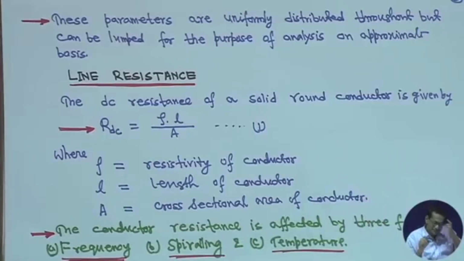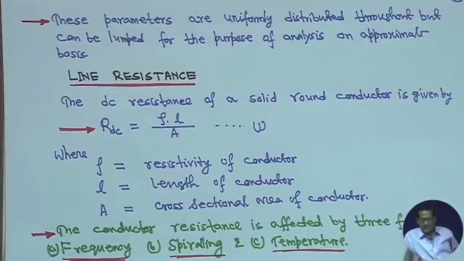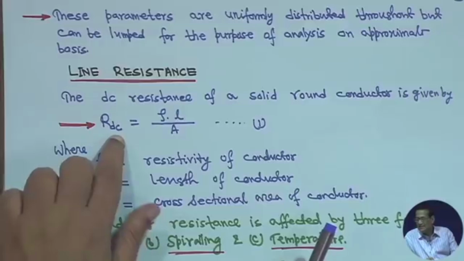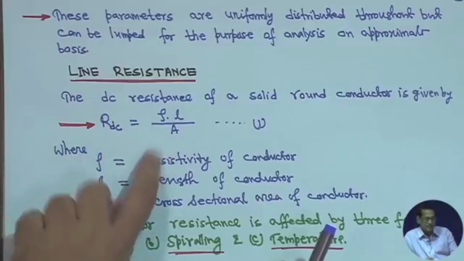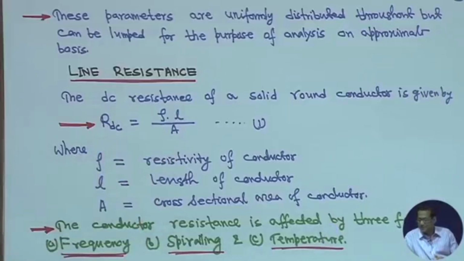So, the conductor resistance is affected by 3 factors. One is the frequency, second is the spiraling, and third is the temperature. These 3 factors basically affect the conductor resistance, and this is basically a DC resistance. R_DC = rho × L / A, right.